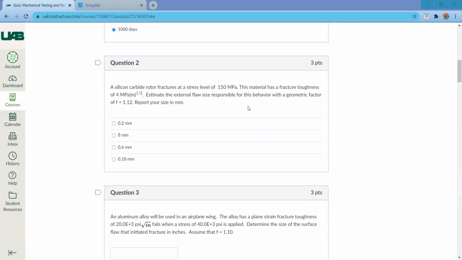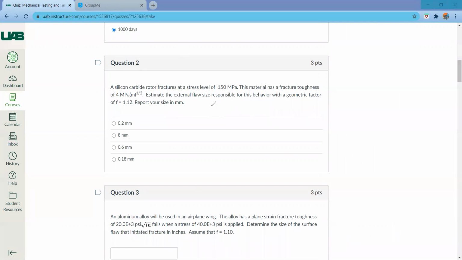So a silicon carbide rotor fractures at a stress level of 150 megapascals. This material has a fracture toughness of 4 megapascals times square root meters. Estimate the external flaw size responsible for this behavior with the geometric factor F equals 1.12. Report your size in millimeters.